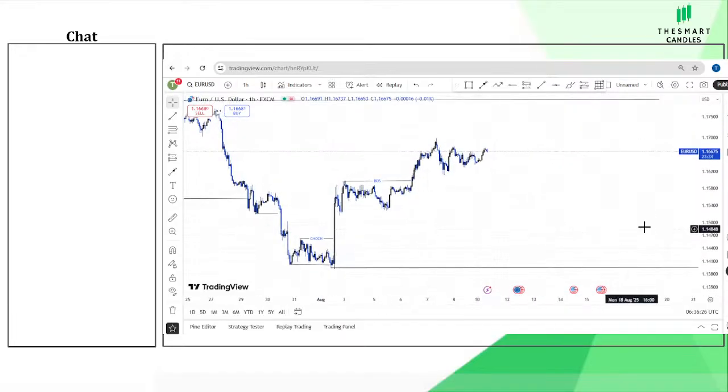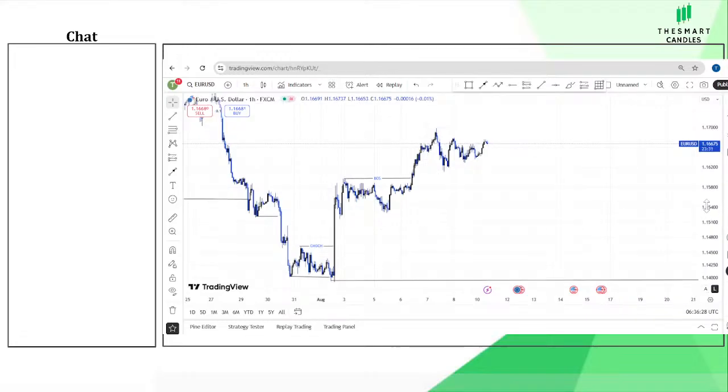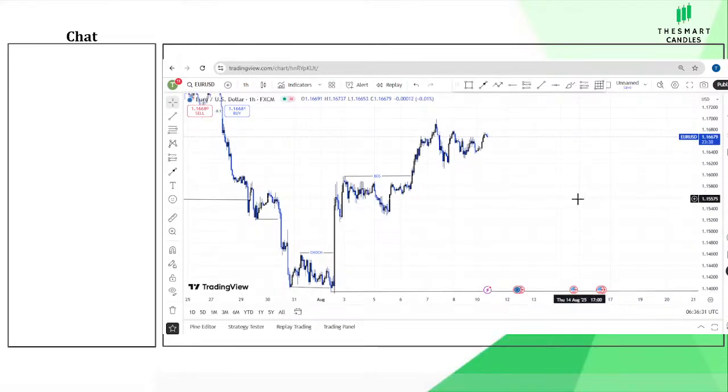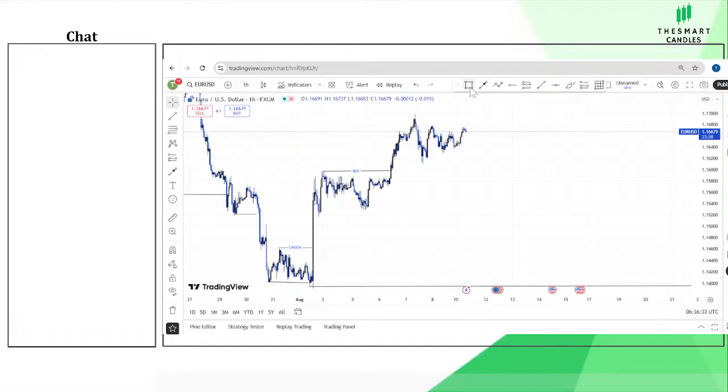So where is our most recent order block or possible order block we should be looking out for price to come back into? We have this clear zone. I would prefer to work with this. I will consider this as my inducement. This is my inducement.